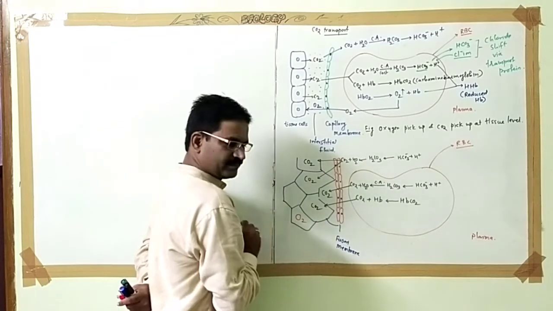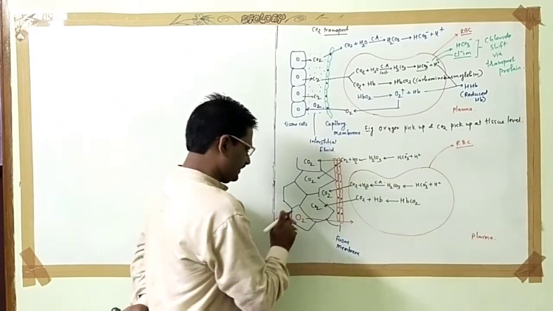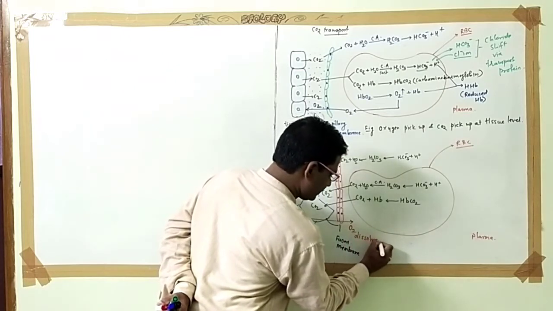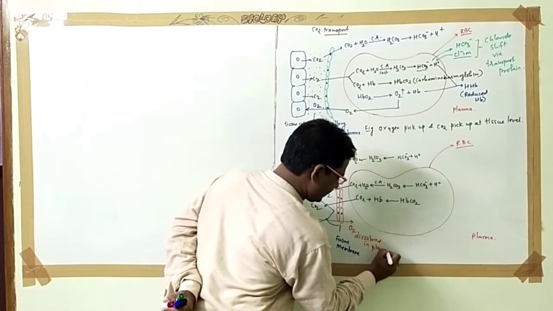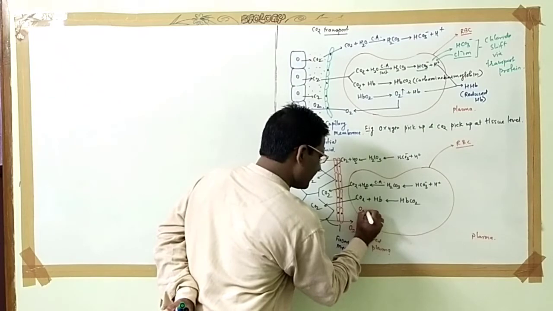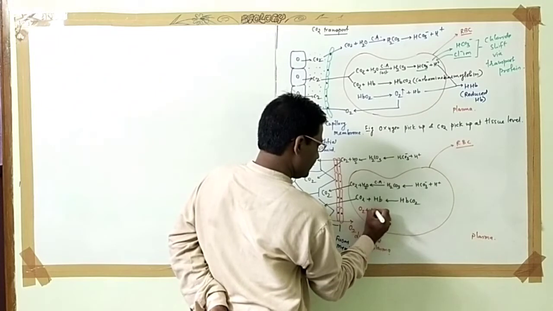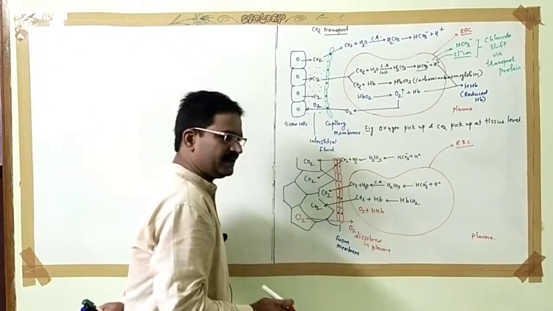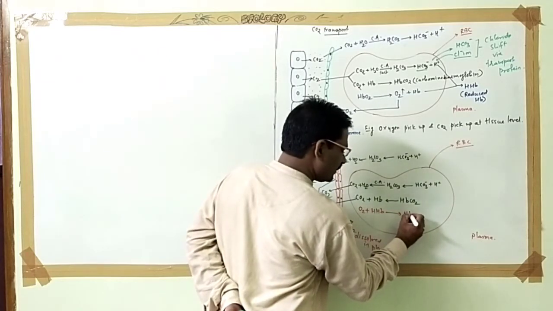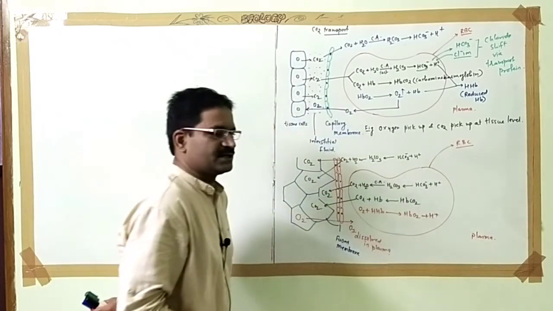Now oxygen. This oxygen that is transported into blood goes to the plasma, O2 that is dissolved in plasma. Now this oxygen combines with reduced hemoglobin, HHb, and it forms HbO2, that is oxyhemoglobin, plus H plus.